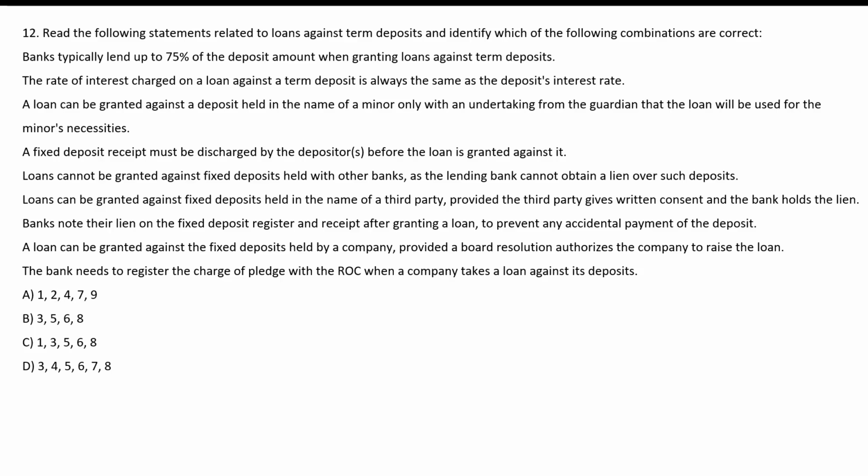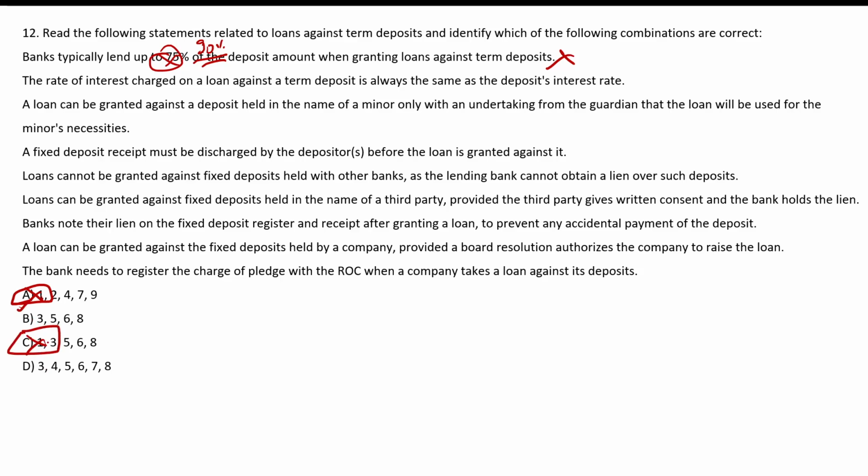Read the following statements related to loan against term deposit and identify which of the following combination are correct. Banks typically lend up to 75% of the deposit amount when granting loan against term deposit. So it is 90 and not 75. 75 is in the case of gold loan. So this statement is not correct. So from options as well, we can solve this question. If one is not correct, then option A gets eliminated and option C gets eliminated.